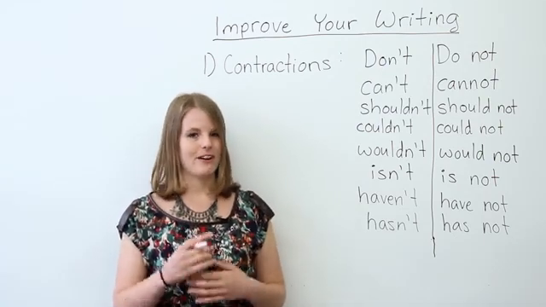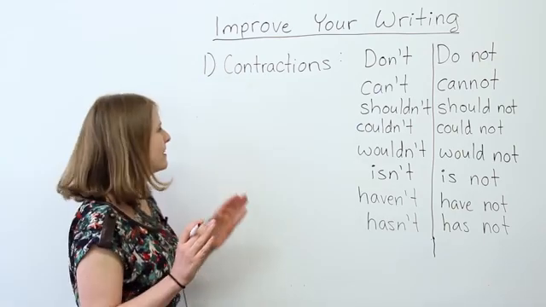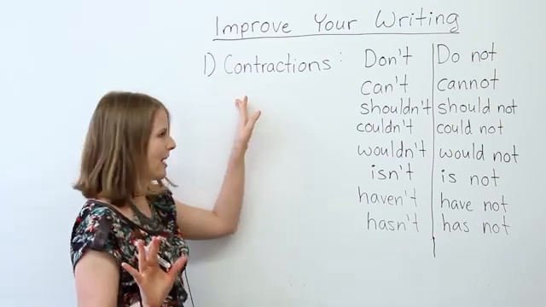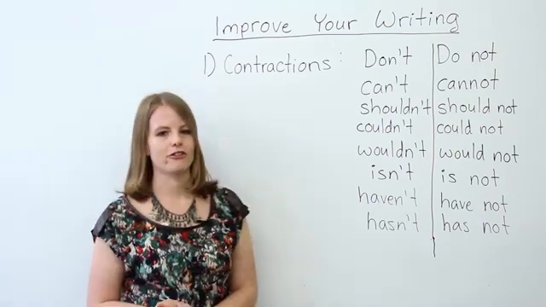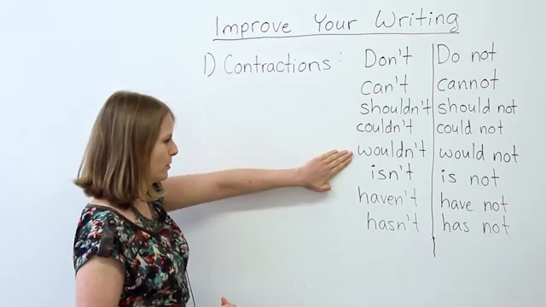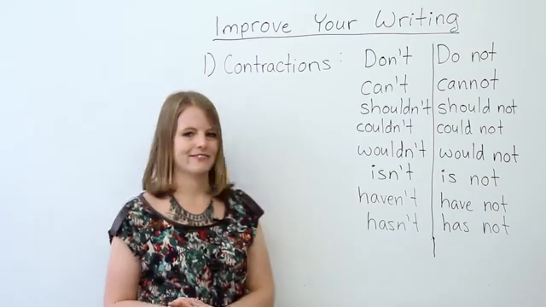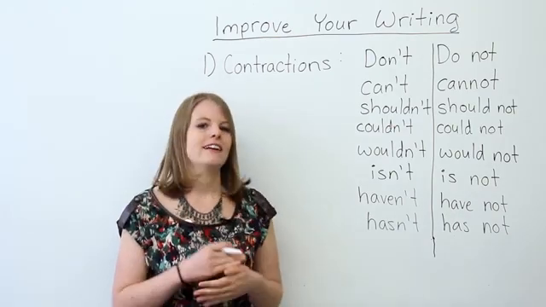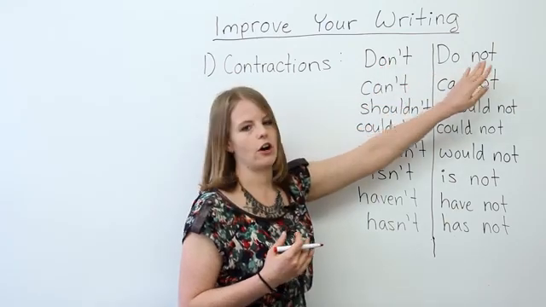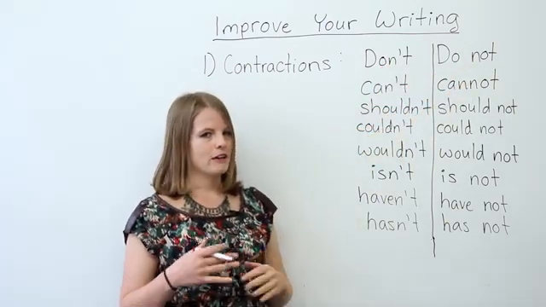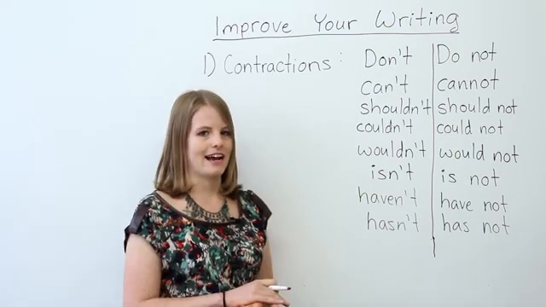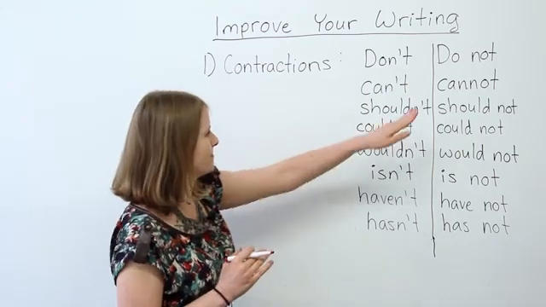My first tip on how to improve writing is do not use contractions. Okay? And again, this is for academic writing. So what is a contraction? Don't, can't, shouldn't, couldn't, wouldn't, isn't, haven't, hasn't. Okay, so it's the short form of, for example, don't is the contraction of do not. Okay? So it's better to actually write out the word in full in academic and formal business writing.